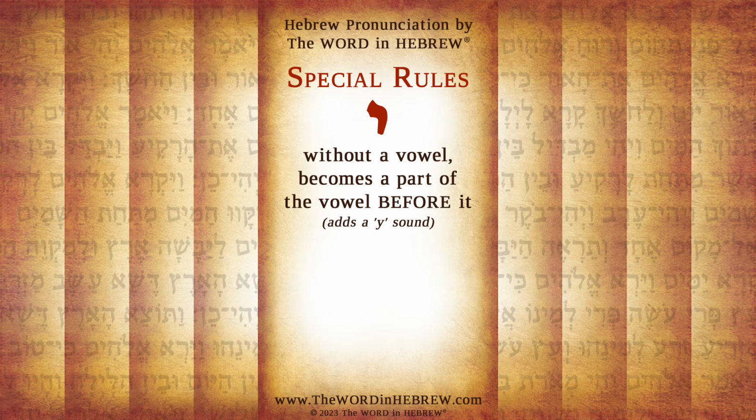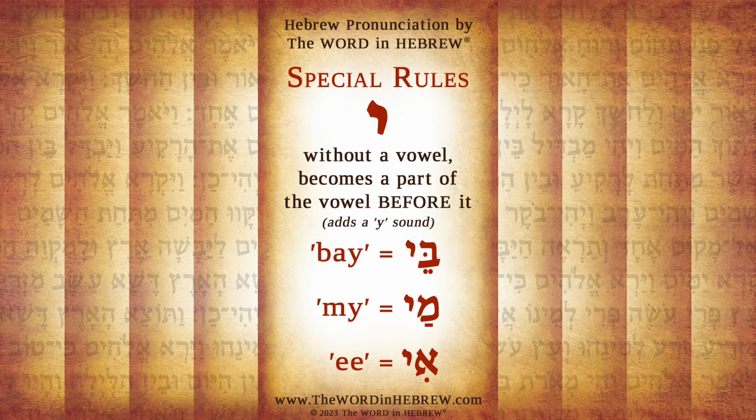A yod without a vowel becomes a part of the vowel before it, so it adds a y sound to it. For example, this will be pronounced bay, this will be pronounced my, but in this case, as we learned in lesson 2 on the vowels, it will just be e.